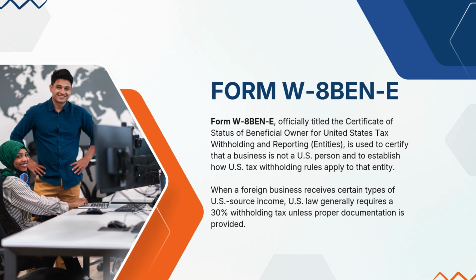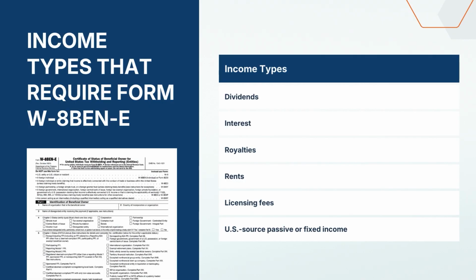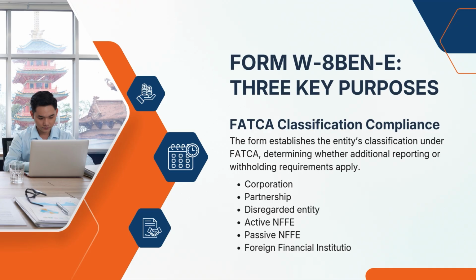When a foreign business receives certain types of U.S. source income, U.S. law generally requires a 30% withholding tax unless proper documentation is provided. This is the default rate. Common types of income that may trigger withholding include dividends, interest, royalties, rents, licensing fees, and certain passive or fixed U.S. source payments. Without a valid Form W-8BEN-E on file, the U.S. payer must withhold at 30%, even if the entity ultimately qualifies for a lower rate.